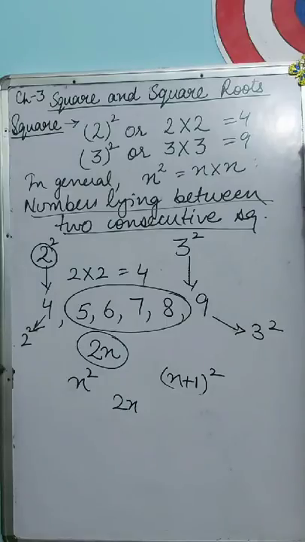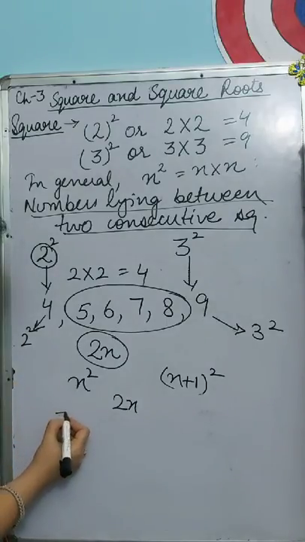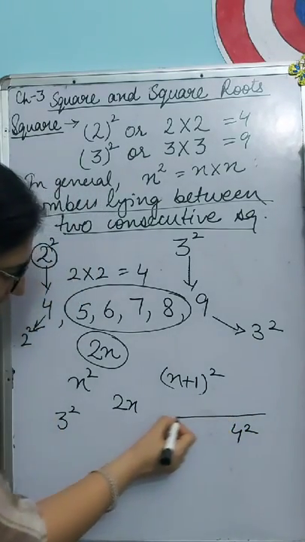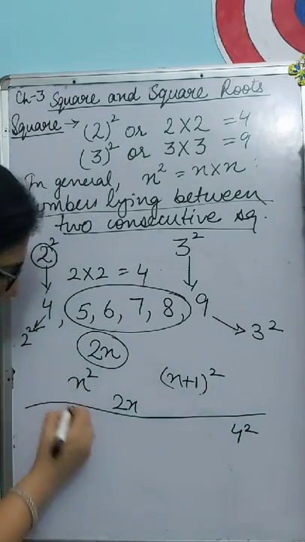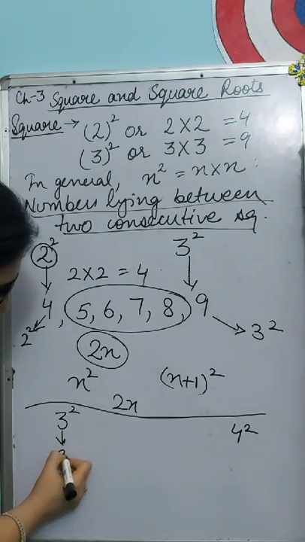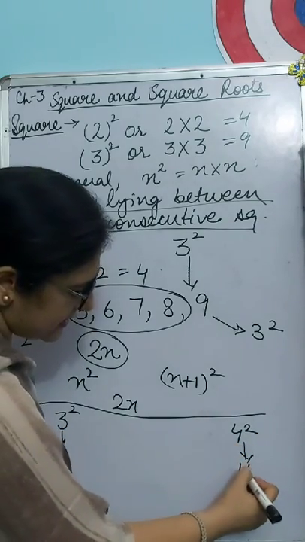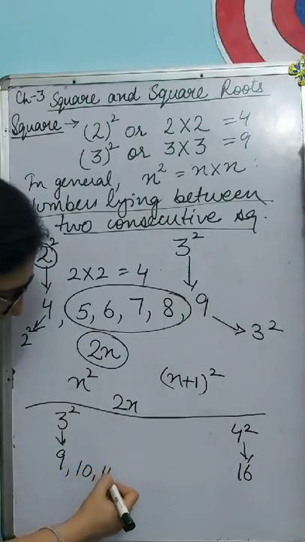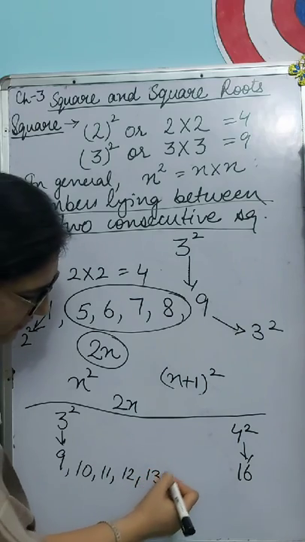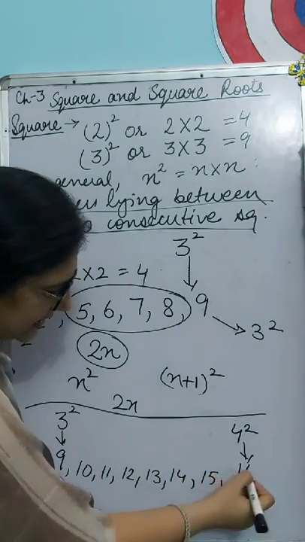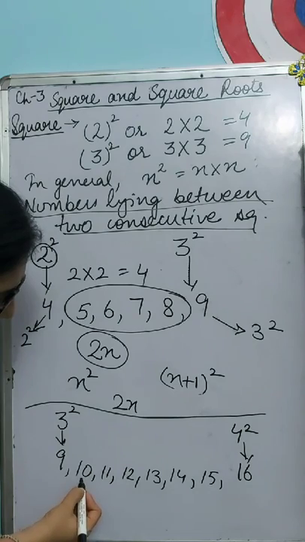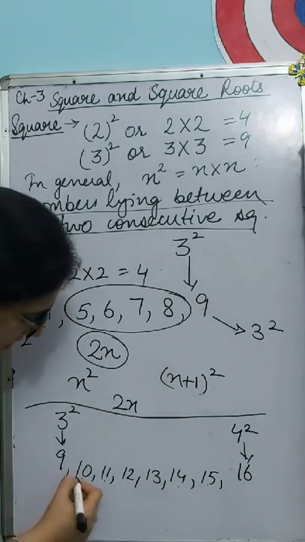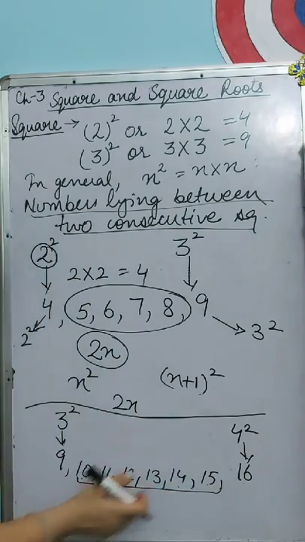So let us discuss again with another example. Suppose my number is 3 square and the other number is 4 square. 3 square is 9 and 4 square is 16. What comes after 9? 10, 11, 12, 13, 14, 15, and then comes 16. So the numbers are 1, 2, 3, 4, 5, 6. These are 6 numbers lying between two consecutive squares.